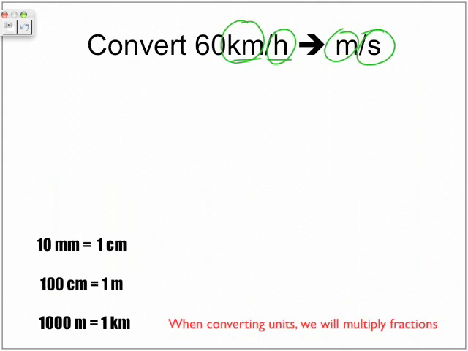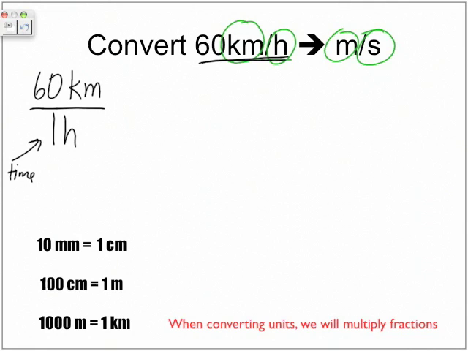We're going to take our first number that we're trying to convert. We're trying to convert 60 kilometers per hour. So we have 60, and we usually put it over 1. But 60 kilometers per hour is really 60 kilometers per 1 hour. It's already over 1. So our time unit is here in the denominator. So, same rules apply. We're going to multiply by fractions.